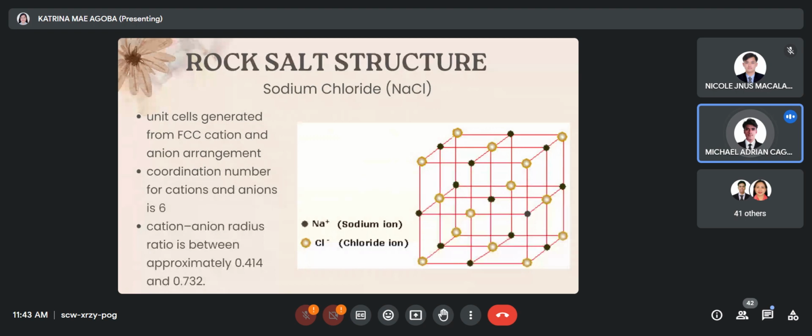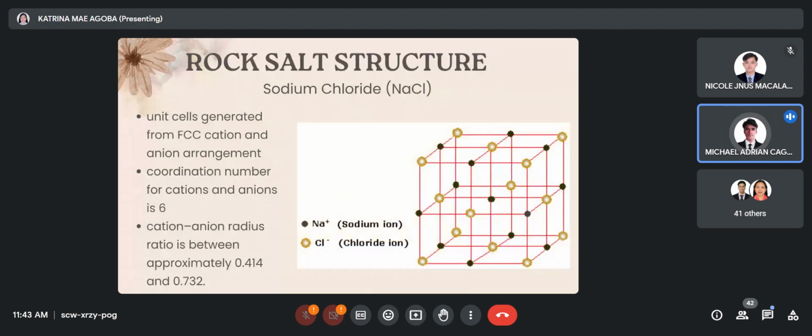The first one is rock salt structure. Unit cells generated from FCC cation and anion arrangement. Its coordination number for cation and anion is 6. Cation anion radius ratio is between approximately 0.414 and 0.732.